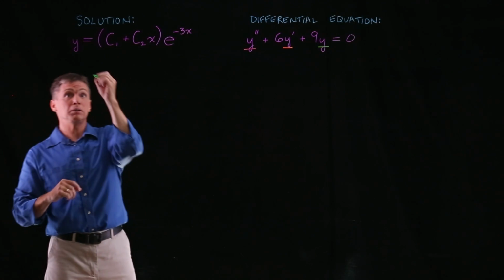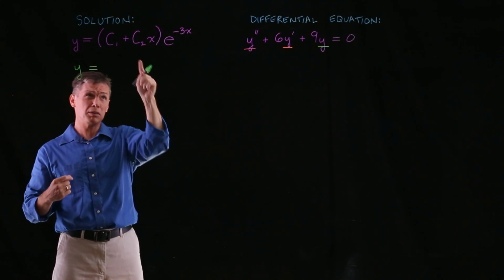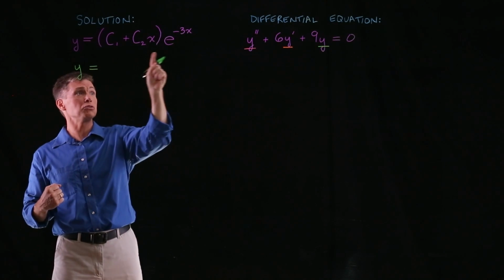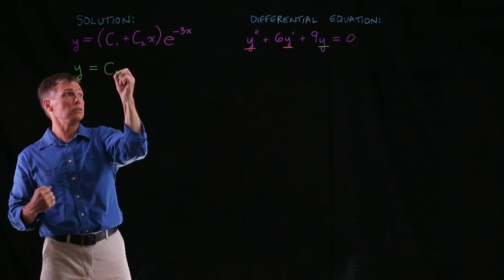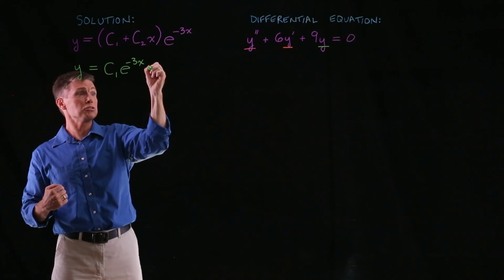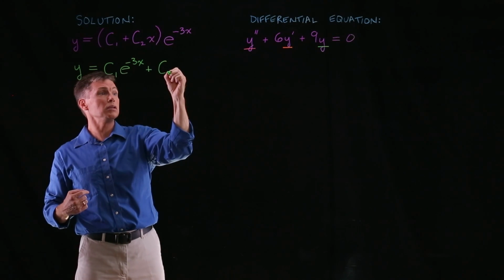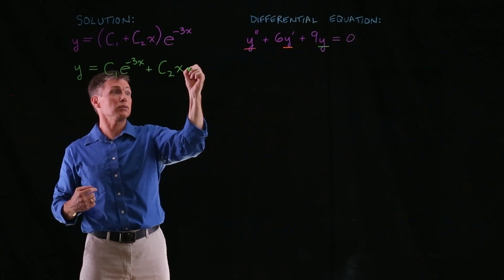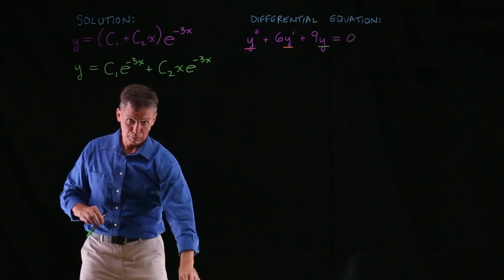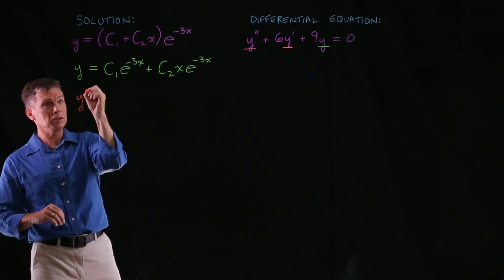Y is staring at me, but if you don't mind, I'm going to take it a step further and distribute the parentheses. I just see that as being easier for my y prime and y double prime. So I'll distribute through this e to the minus 3x power. And I'm just looking at C1 times e raised to the minus 3x power plus C2x e raised to the minus 3x power. Okay, good.